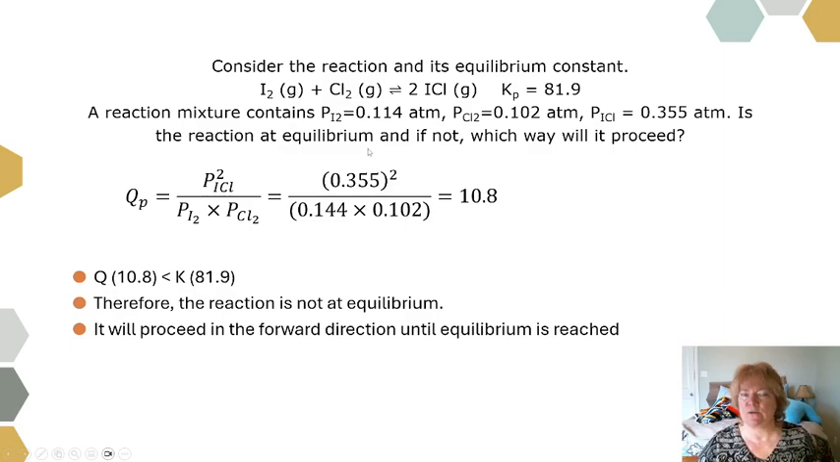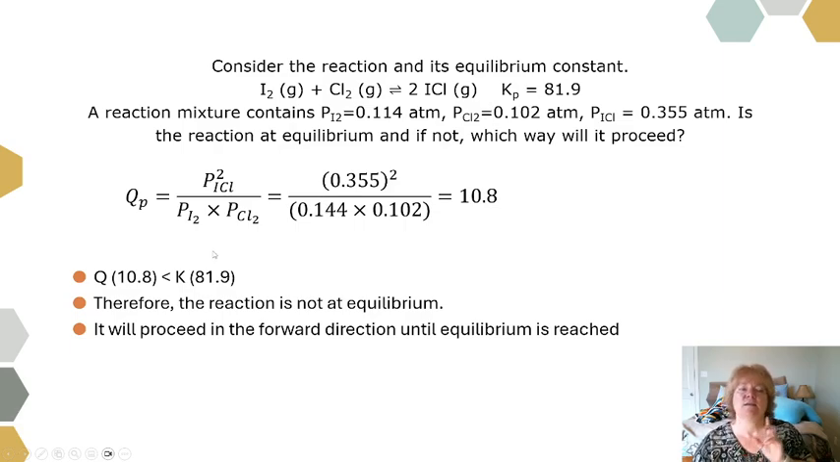Is the reaction at equilibrium? That's my first question. And if not, which way will it proceed? Now, to be at equilibrium, Q needs to be equal to K. So let's measure out what Q is, and what K is. It told me K is 81.9.